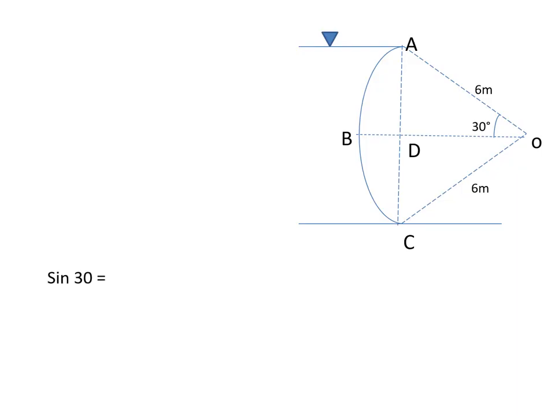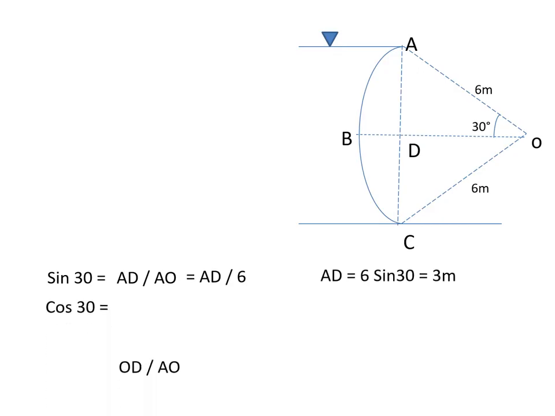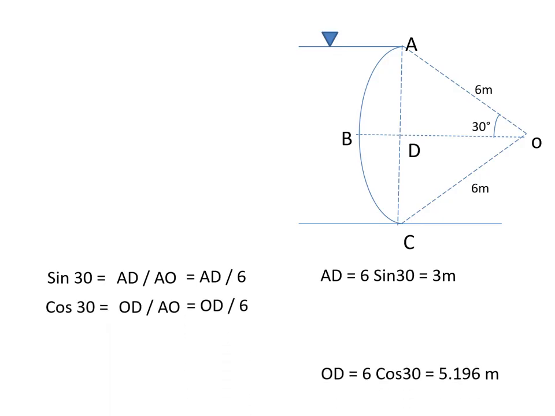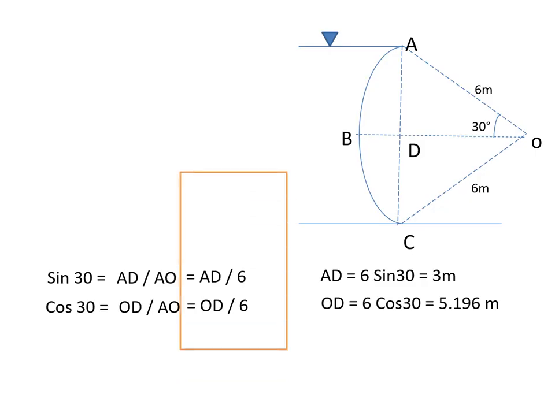So now you take sine 30 degrees. Sine 30 is nothing but AD by AO, so AD by 6 meters. So therefore I am able to find out AD. So AD is nothing but 6 sine 30, which is 3 meters. Similarly, cos 30 is OD by OA. So OD has to be 6 cos 30, which is 5.196 meters. So now you are able to find out OD, which is 6 cos 30, and AD is 6 sin 30.